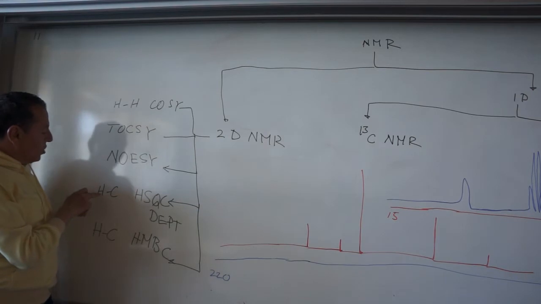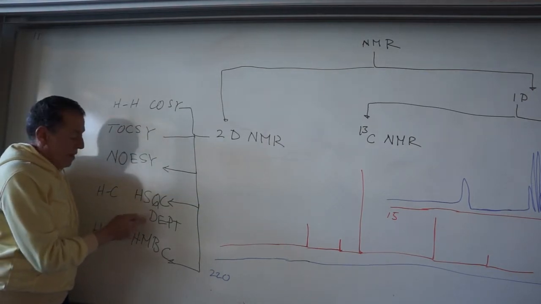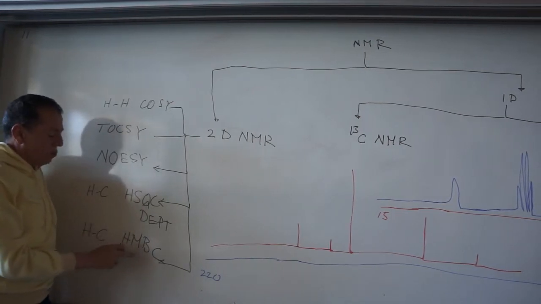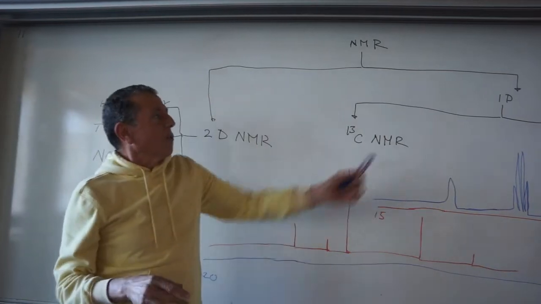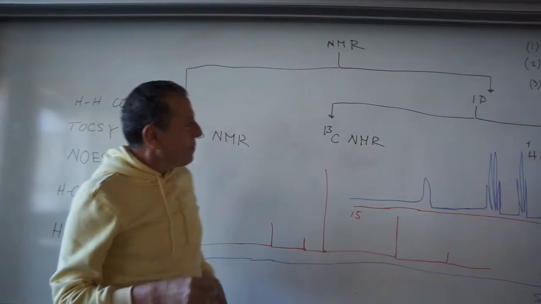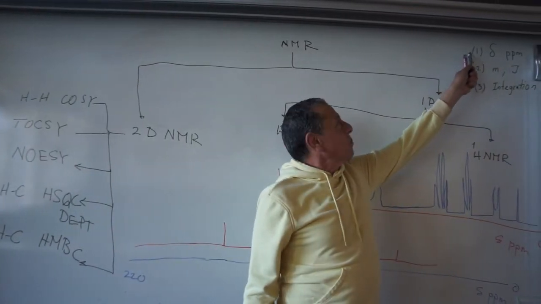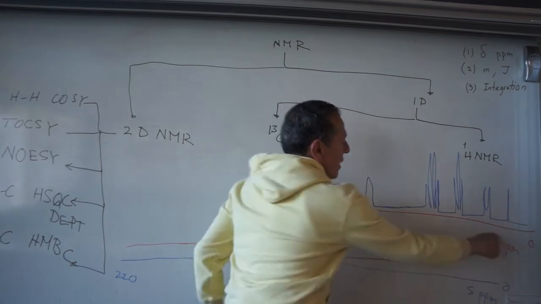Then it can be correlation between proton and carbon, and this we call HSQC, and you can have it as HSQC DEPT. And the proton-carbon long-range correlation, which we call HMBC. In this lecture, we will focus only on 1D NMR. Here are the 3 main points we will discuss, starting with delta, which means the chemical shift.